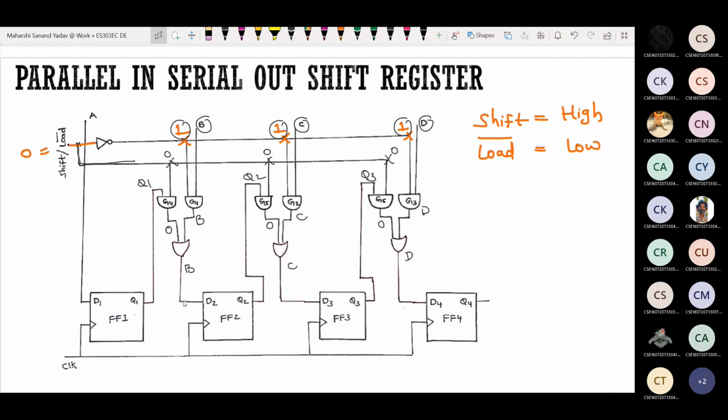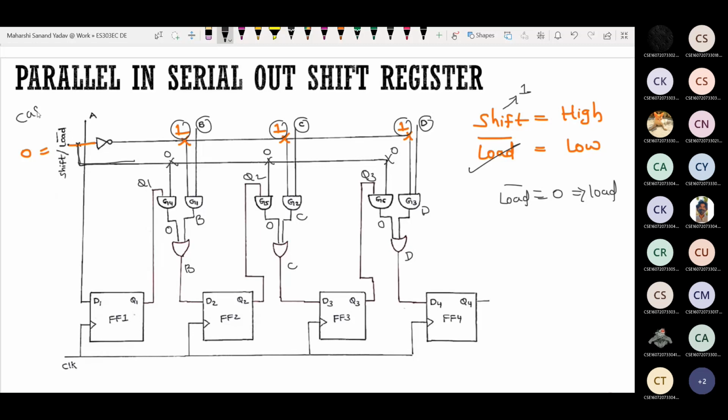Now what is happening here? You are loading or shifting? Loading or shifting? You are activating load bar. So you are loading the content. If you apply 0 here, it will load the content. Whereas if you make shift as 1, it will shift the content present in the flip-flop. Okay, this is one case.